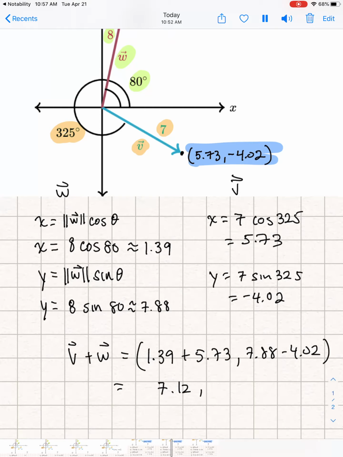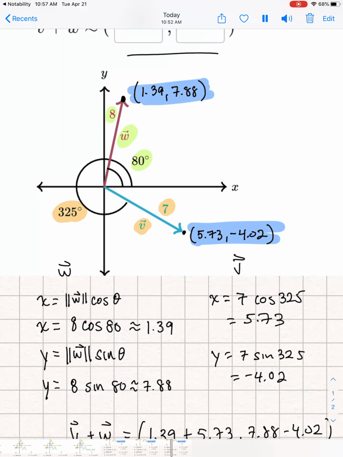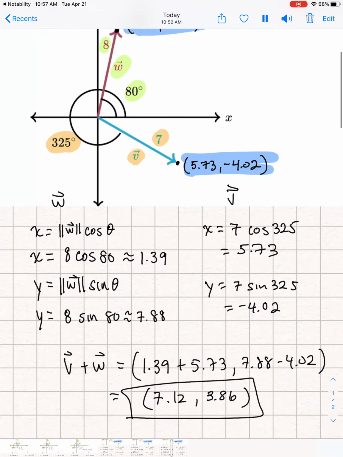So then that's 7.12 for the x and 3.86 for the y. And that would be your answer that you would put into Khan Academy.